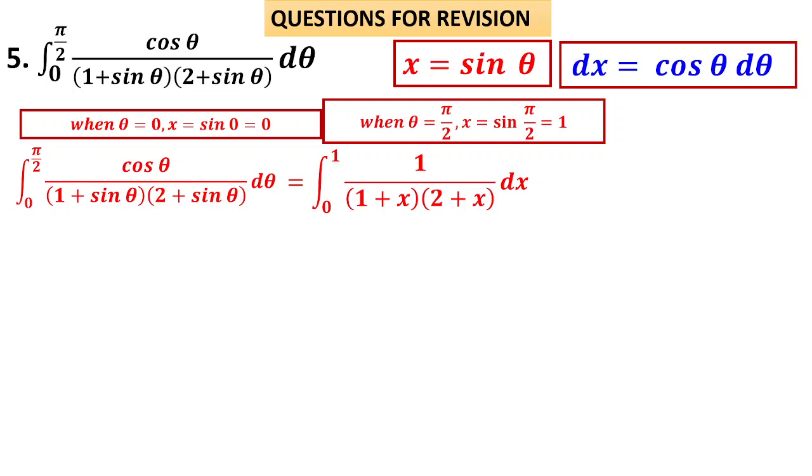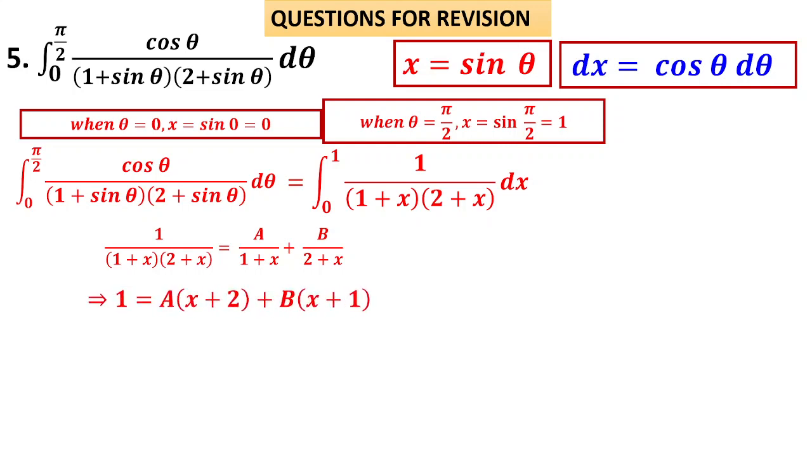This problem can be done very quickly by means of partial fractions. So let us put it as a by 1 plus x plus b by 2 plus x, because in the denominator you are having linear factors, non-repeated. For the first linear factor a upon 1 plus x, for the second linear factor b upon 2 plus x. Cross multiply, it will become 1 is equal to a into x plus 2 plus b into x plus 1.